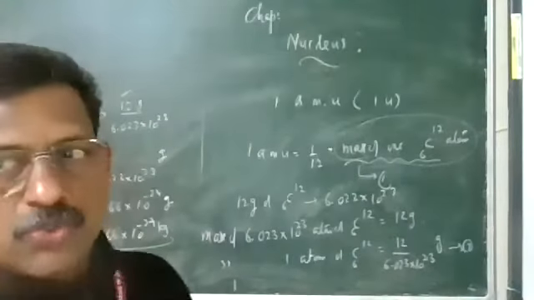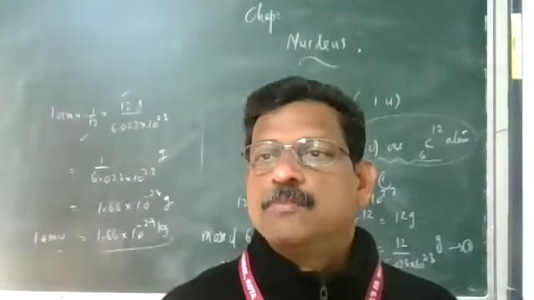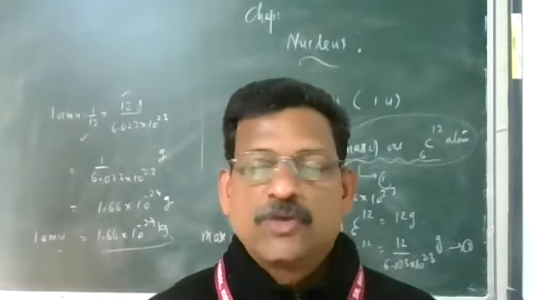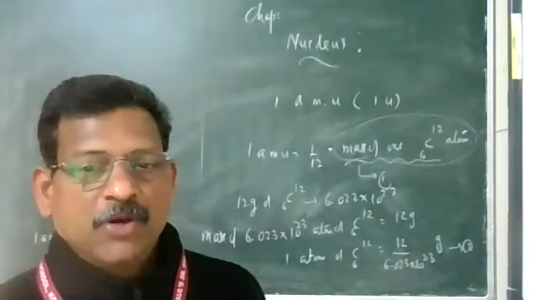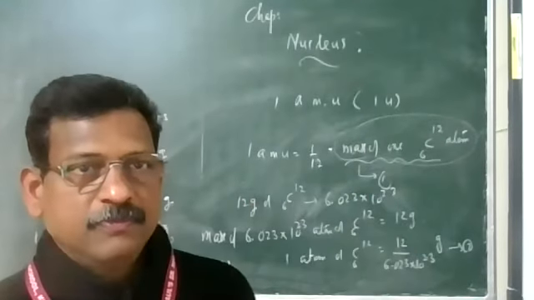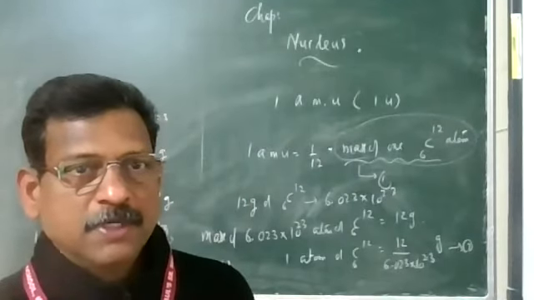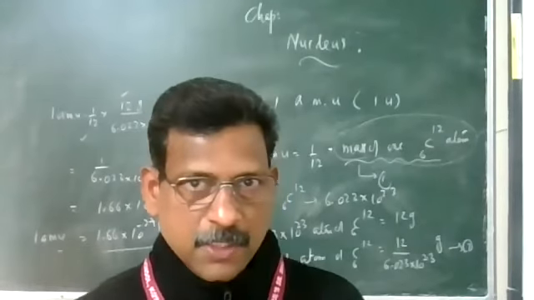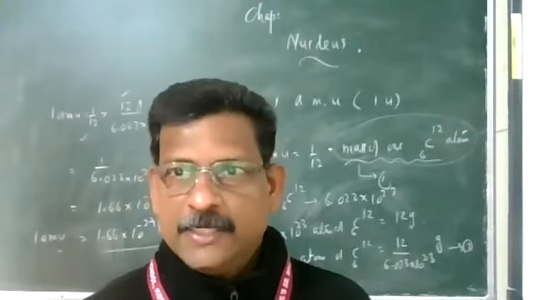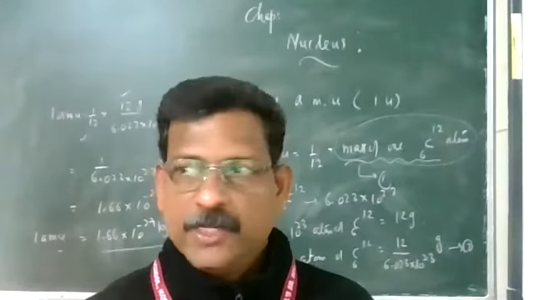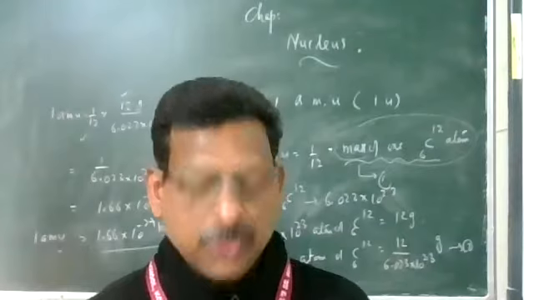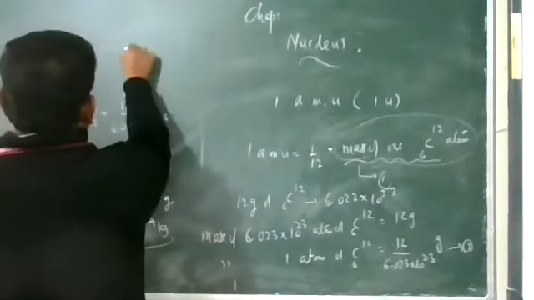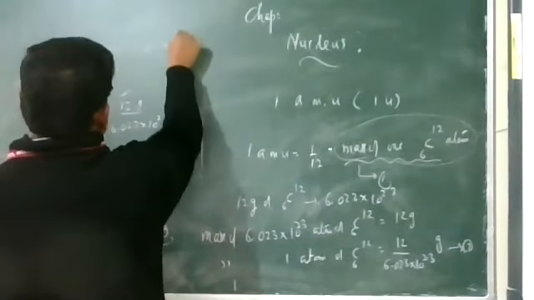Also, joule is not a convenient unit for measuring energy in nuclear physics or atomic physics, so we employ the electron volt for measuring energies in nuclear physics. One electron volt is the kinetic energy acquired by an electron when it is accelerated through a potential difference of 1 volt. And 1 electron volt is equal to 1.602 times 10 to the power minus 19 joule.